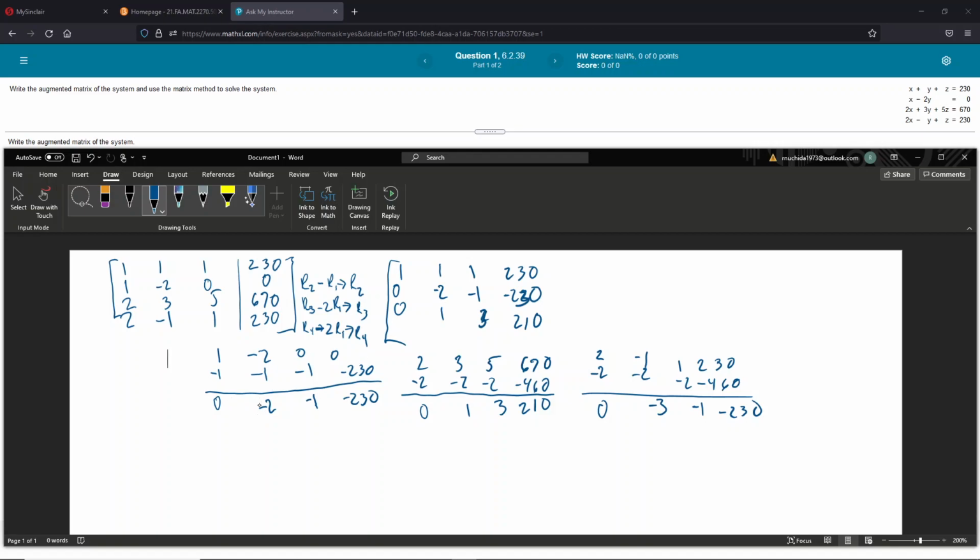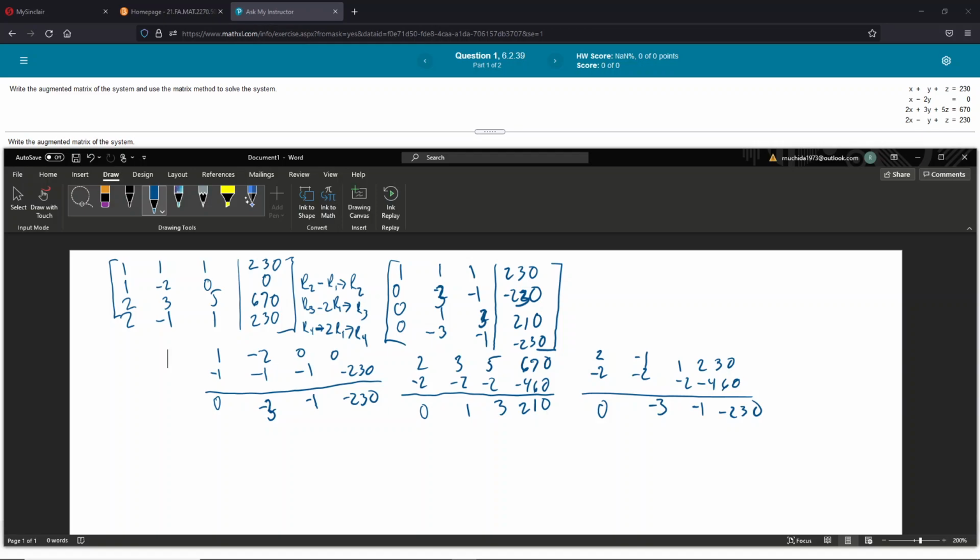Oh wait, going back, I made a slight mistake here. When I added the second row plus negative 1 times the first row, that should have been a 3 there. So it should have been 0, negative 3, negative 1, negative 230. Because that's the same thing we get for the fourth row, which is 0, negative 3, negative 1, negative 230. Sorry about that.